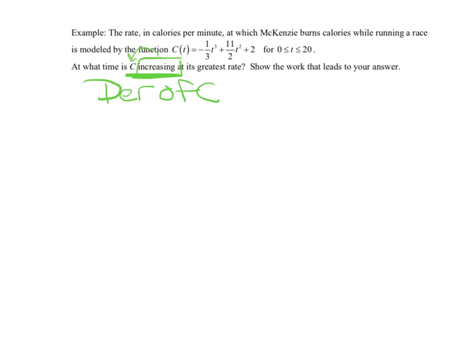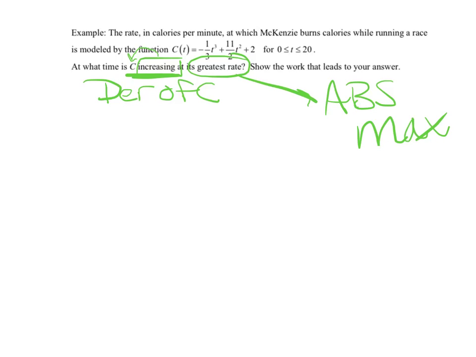Now, because it says at its greatest rate, if you're the greatest at something, that means you are an absolute. And if you're the greatest, I would consider you an absolute max. So the first thing I'm going to start with is taking the derivative of C and finding my critical points. So C prime of t gets me negative t squared plus 11t.